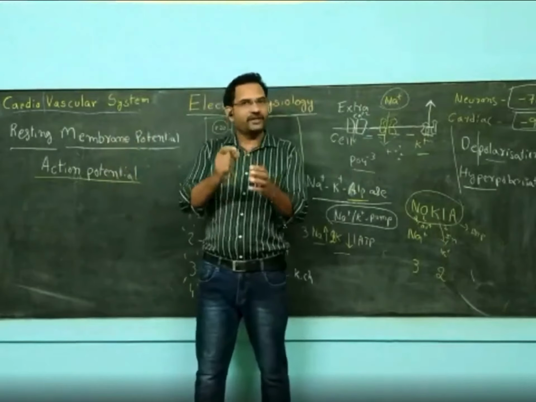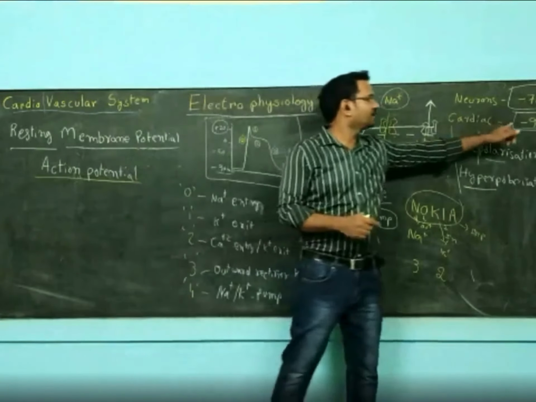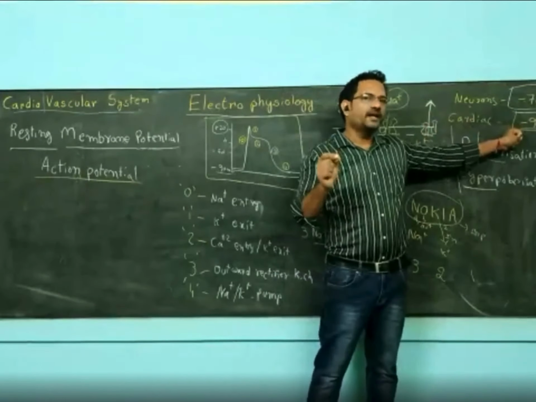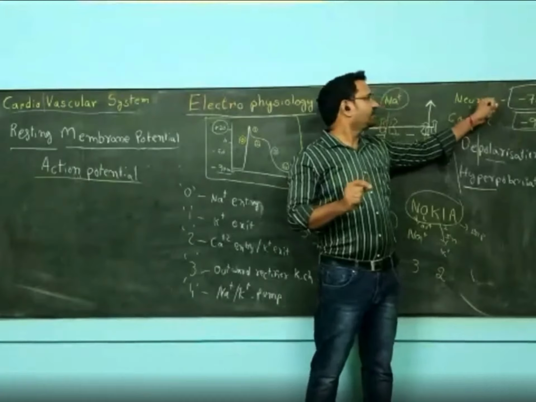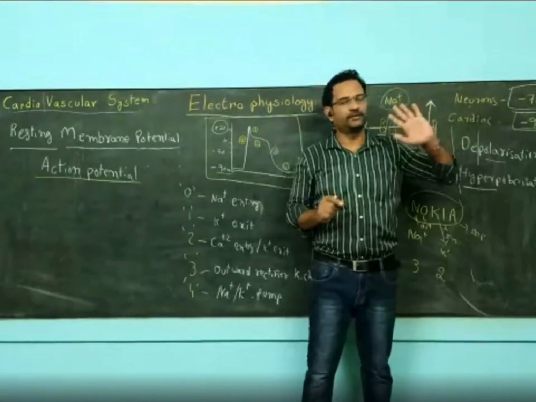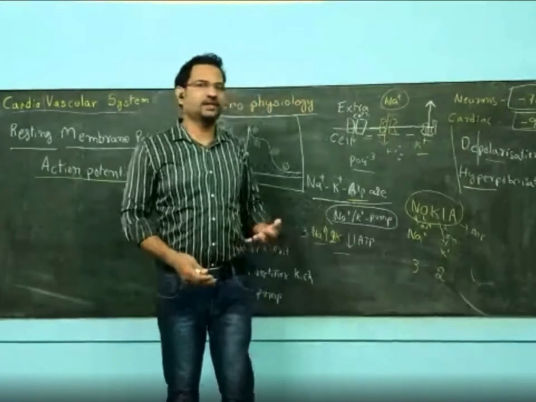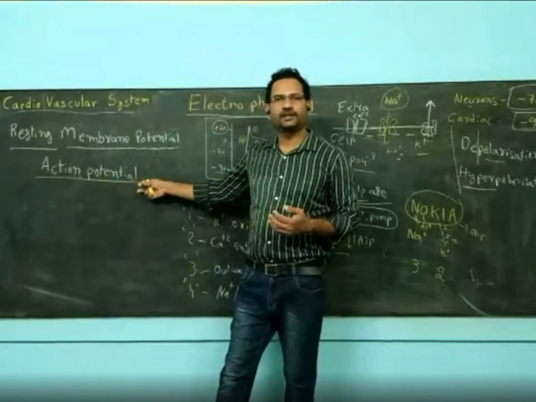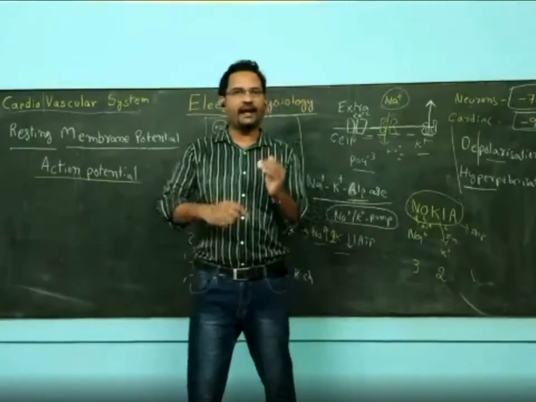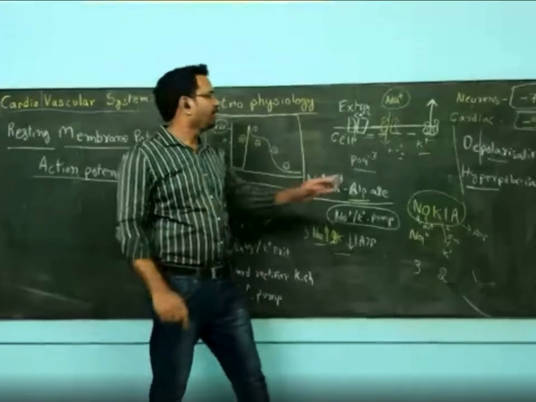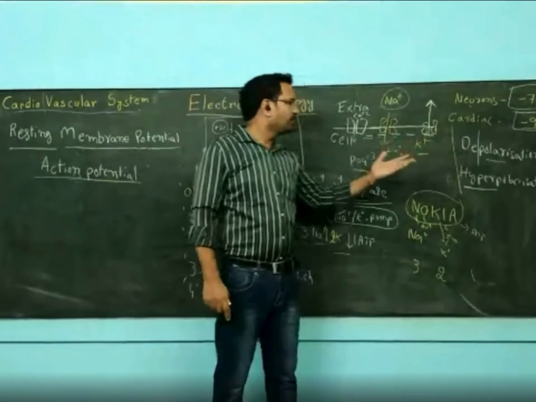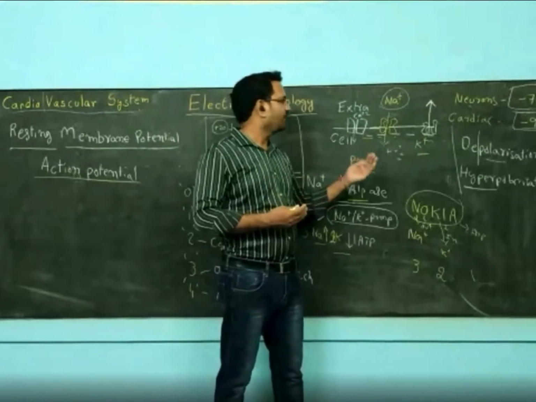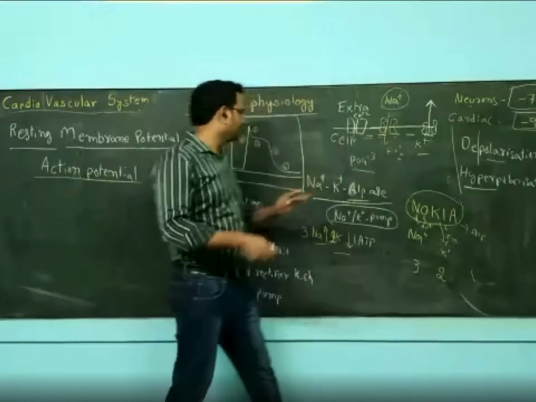At rest, there is a fixed amount of membrane potential, and that fixed amount is known as the resting membrane potential. In the case of the cardiac cell, the resting membrane potential is minus 90 millivolt. In neurons, it is minus 70 millivolt. Now, nerve conduction and cardiac contractions, everything happens because of the action potential. Action potential is nothing but a rapid rise and fall of depolarization. What is depolarization? Normal polarization is negative inside. De means opposite to that polarization. If inside the cell you get a positive charge, that is depolarization.